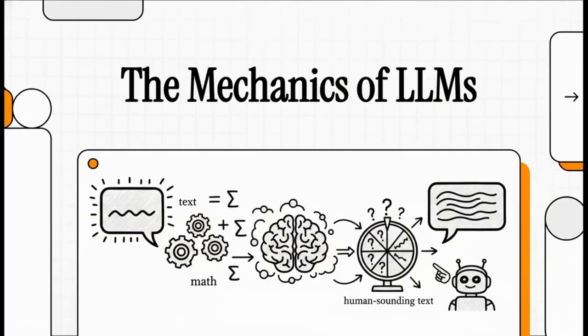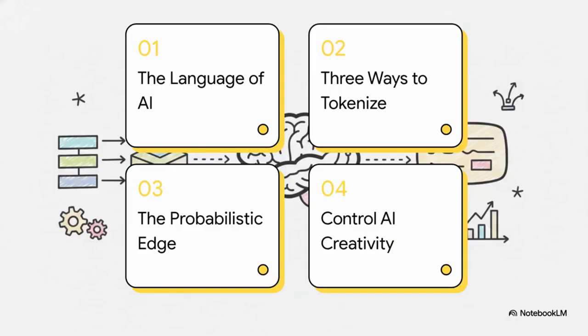Welcome to this explainer. Today, we're exploring the absolute magic engine powering tools like ChatGPT. We're going to break down the exact mechanics of how large language models take our text, turn it into math, and use probabilities to generate incredibly human-sounding text. Okay, let's dive into this.